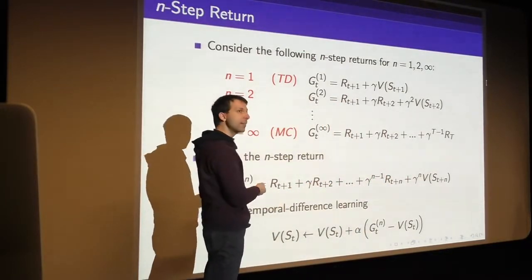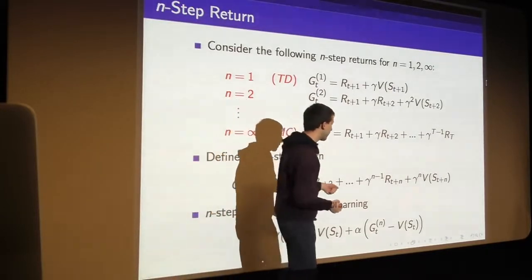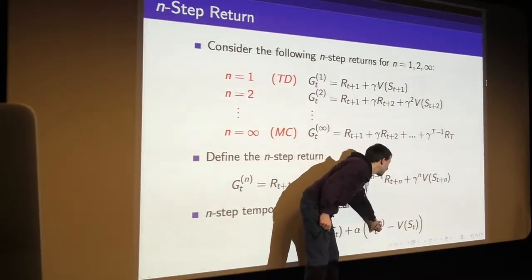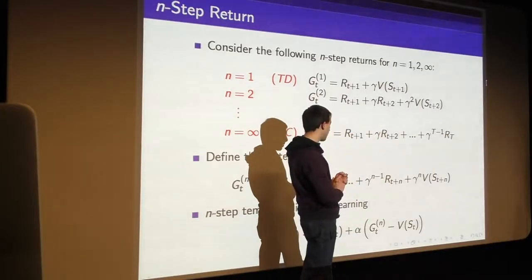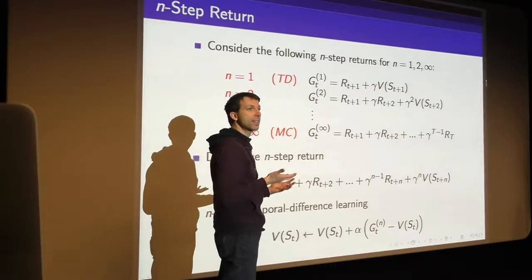And we can plug this in the same way that previously we took our Monte Carlo estimate and we plugged in our TD(0) target in place of the actual return. Now we're going to plug in our n-step return as our target.